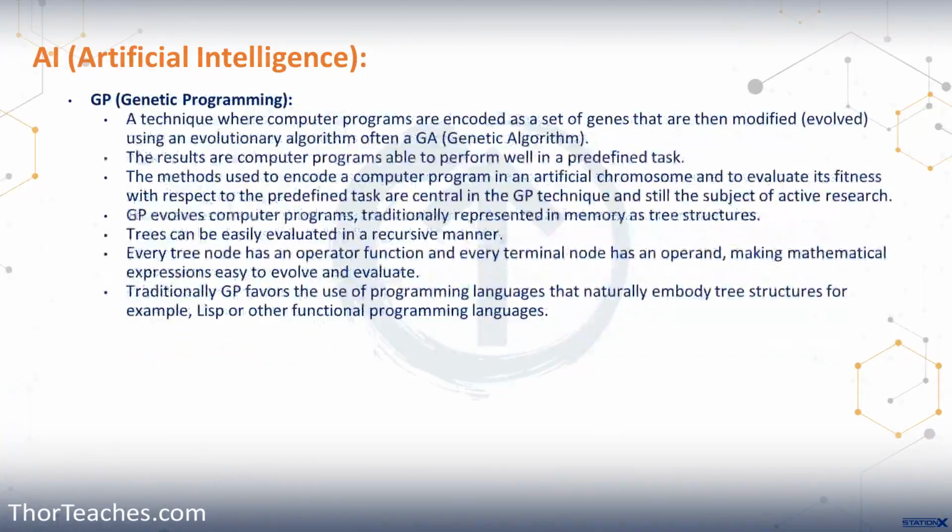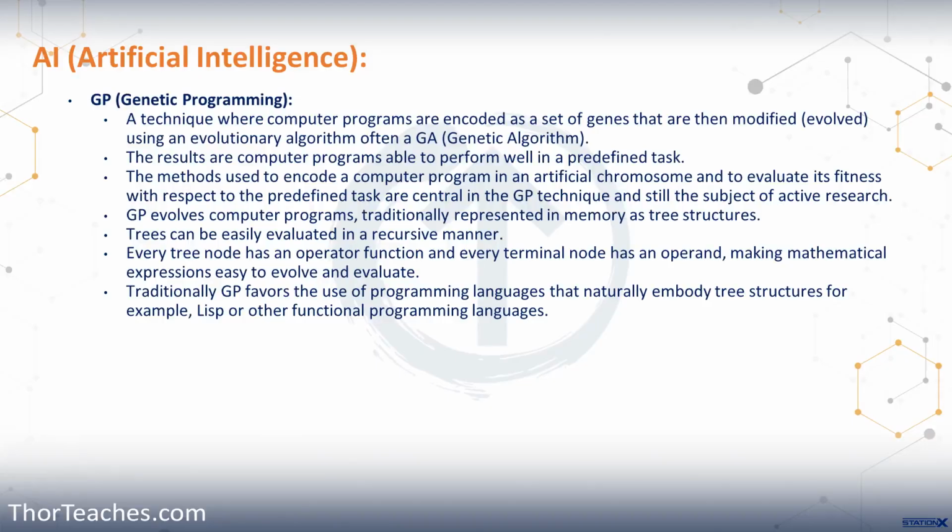And as the last type of AI we're going to look at, we have genetic programming, or GP. With GP, each program is encoded with a set of genes or instructions, and they're modified as the program evolves using an evolutionary algorithm. That algorithm would most often be a GA, or genetic algorithm. The result is computer programs that are able to perform one predefined task. It gets evaluated on how well it does that one task, and then depending on the outcome, it either might get retired or it might get evolved, meaning the genes or instructions of the code are modified.